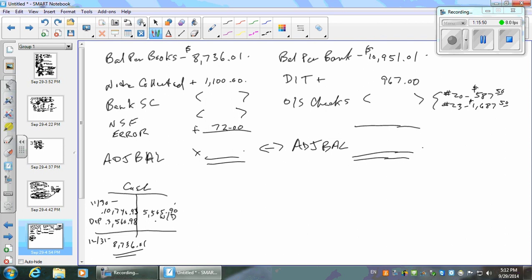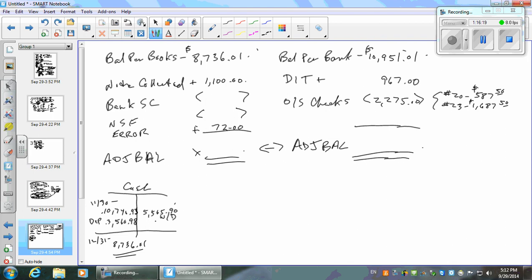I think that's all of them, isn't it? So what's my total outstanding checks? Add those two together. By the way, when you get done with this, you know whether you did it right or not because your adjusted balance will either balance or it won't, right? If it does, you're in good shape. What's 587.50 plus 1,687.50? 2,275. All right, we'll take that out. That's kind of explaining the difference between these two, isn't it? That's the big one.